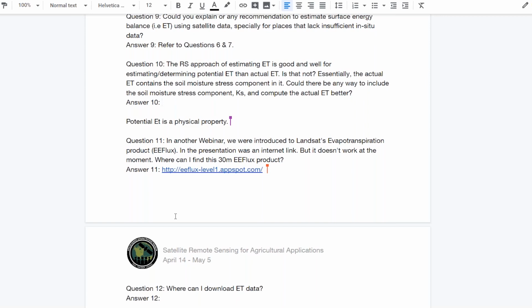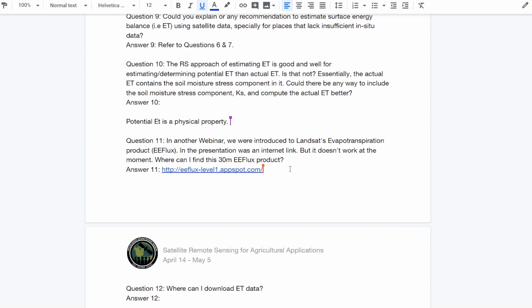Great. Question 11: in another webinar, we were introduced to Landsat's evapotranspiration product, EEFlux. In the presentation, there was an internet link, but it doesn't work at the moment. Where can I find this 30-meter energy flux product? We've provided a link below that takes you to a Google Earth Engine app, which uses that product. So hopefully you can click on that and explore some more.